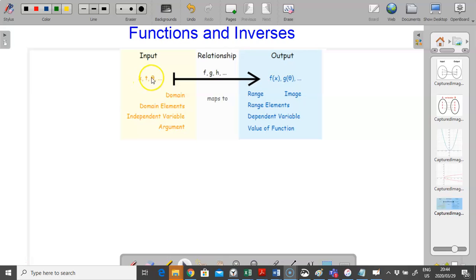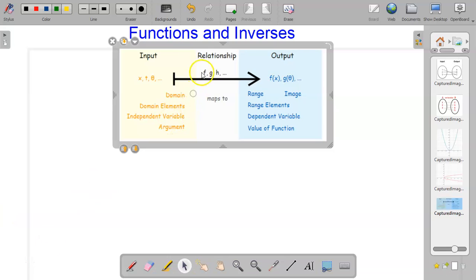And these are basically the variables. Generally, the input corresponds to the domain, and then the function maps it to the output, and the output is generally the range. You've got domain elements and range elements. The independent variable is generally the input. The dependent variable is the output. The input is also known as the argument, and the output is also known as the value of a function.